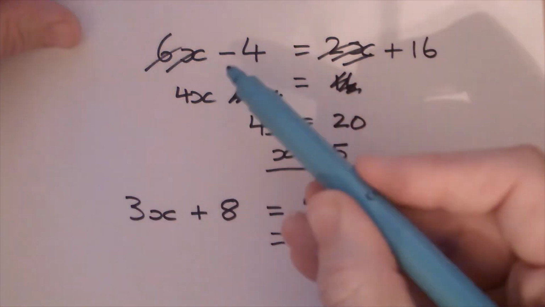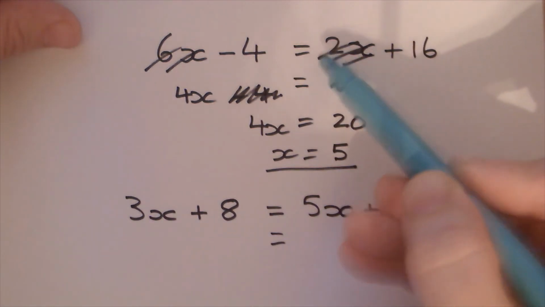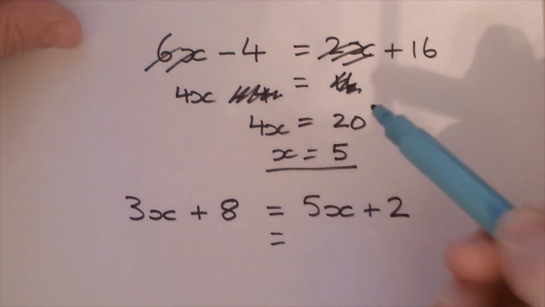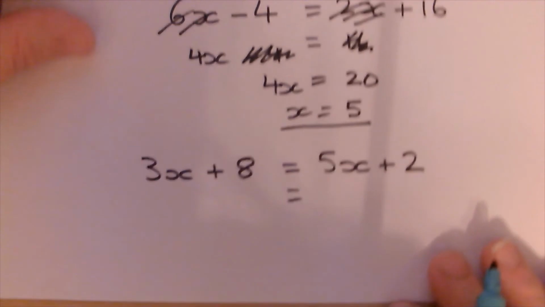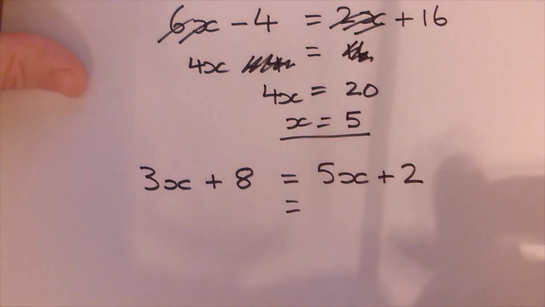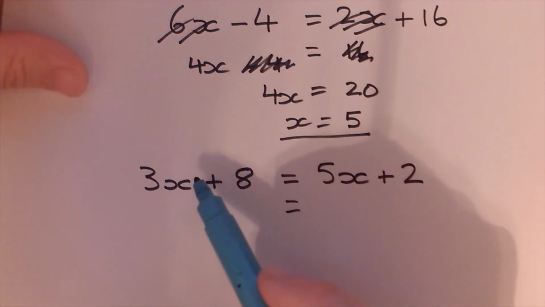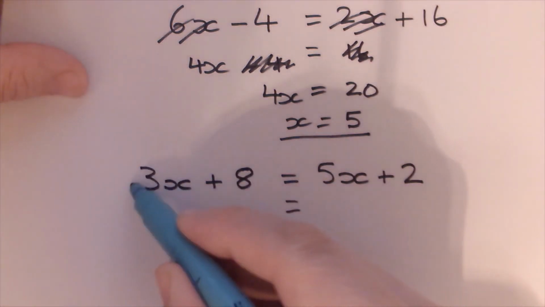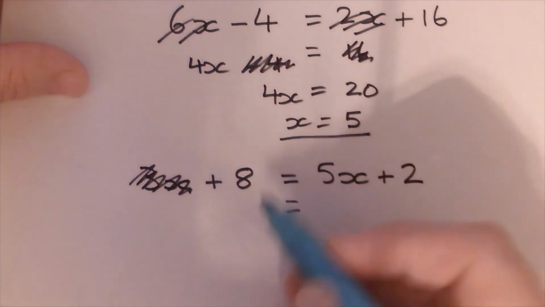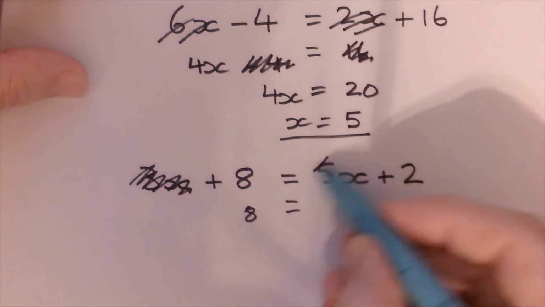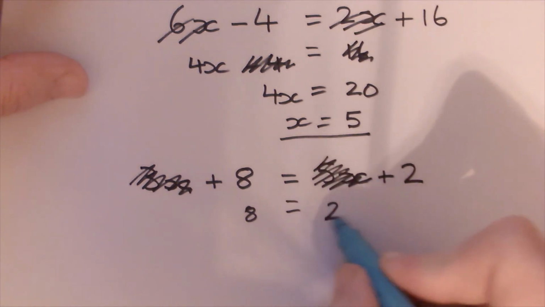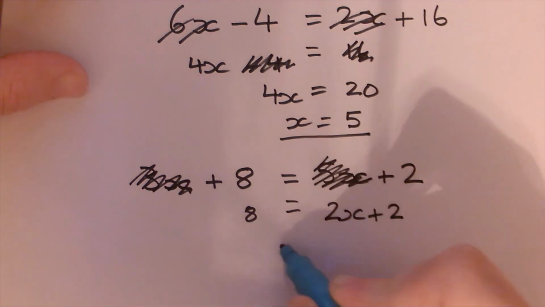If I was doing it in an exam question, I wouldn't actually scribble it all out. I was just trying to do it to show you what to do. Okay, and this one here. So the smallest amount of x's are on this side this time. So I could still get rid of 3 x's there, and I've just got 8. I'd have to get rid of 3 x's off there, and I'd have 2x plus 2.